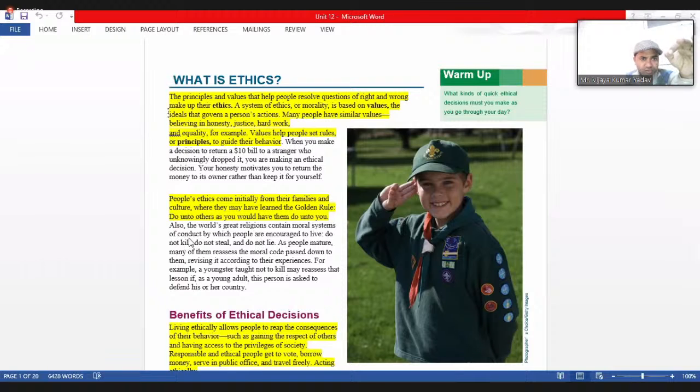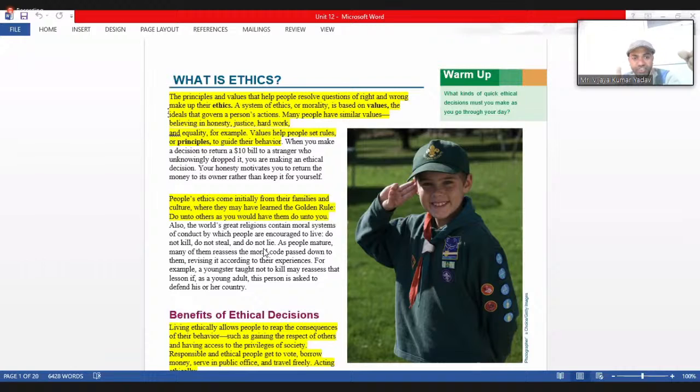These things you can read. Also, the world's great religions contain moral systems of conduct by which people are encouraged to live. Do not kill, do not steal, do not lie. These are the things people generally tell others. What is this? These are ethical behavior. These are the things of morality. We live our life by this.